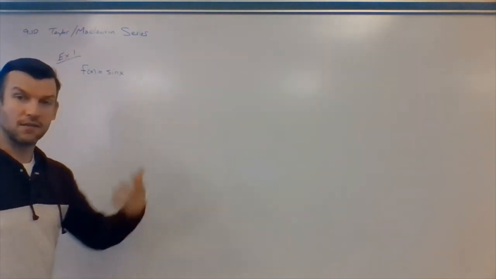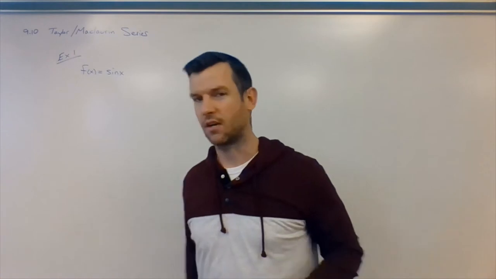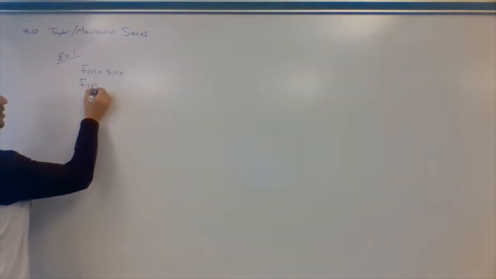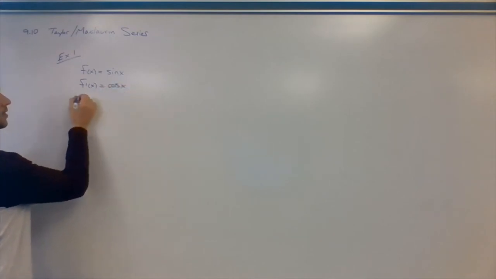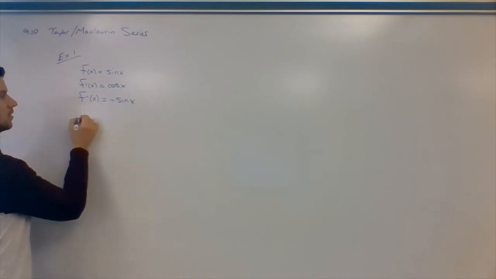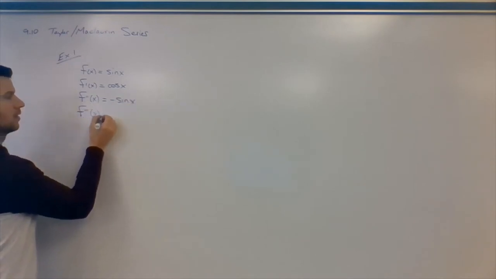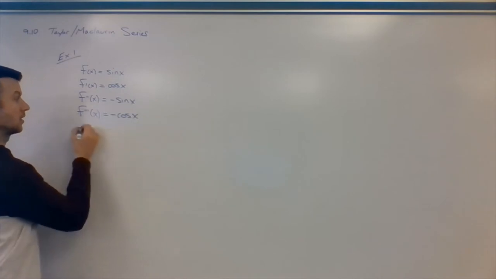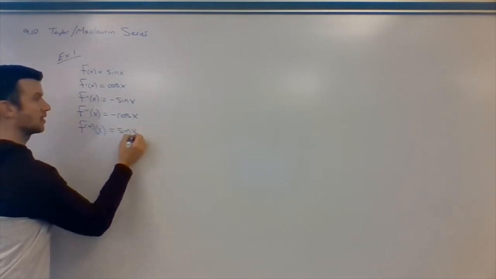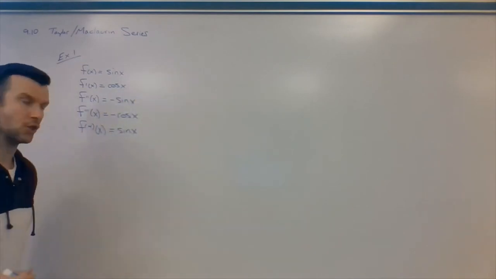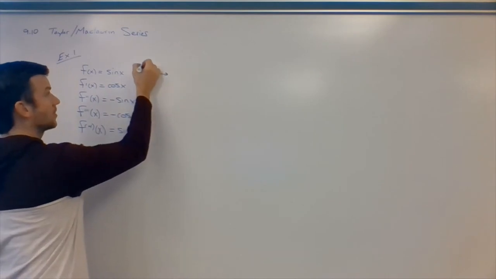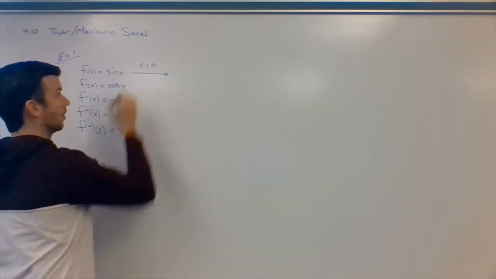You need to find the first several derivatives. I'm just going to find the first few. Our function is sine of x. The first derivative is cosine of x. Second derivative, negative sine of x. Third derivative, negative cosine of x. Fourth derivative, we're back to sine of x, and then that pattern is going to continue to repeat. We want to evaluate each of these at the center point, 0.